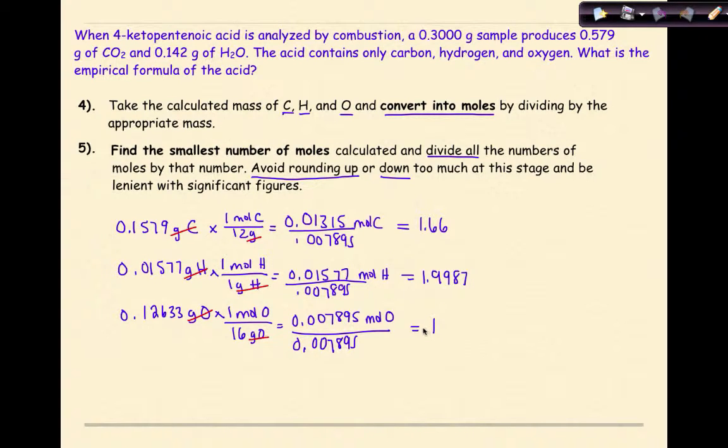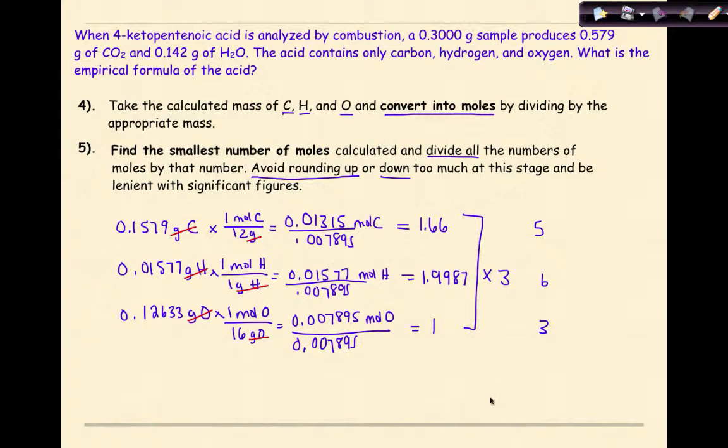Now here's the issue that we have. The 1.9987 is fine. This is close enough to 2 that we could round it to 2. That's really not an issue. But this 1.66 is sort of an issue. It's not really close enough to 2 to round it up to 2. So what we need to do here is multiply all of these by 3, because I know that for 0.66 or for 0.33, if I multiply it by 3, I'm going to get near a whole number. And when I do that, this turns into 5, this turns into 6, and this turns into 3. And remember, these represent subscripts of each of these elements that I started with.